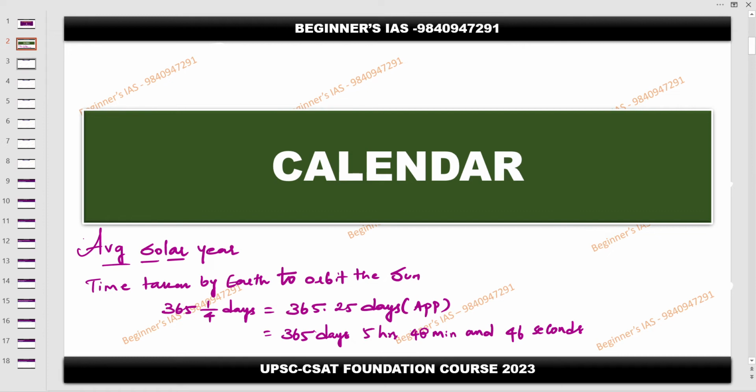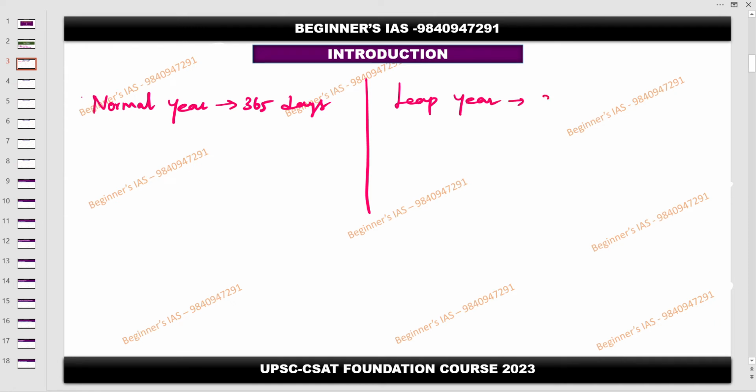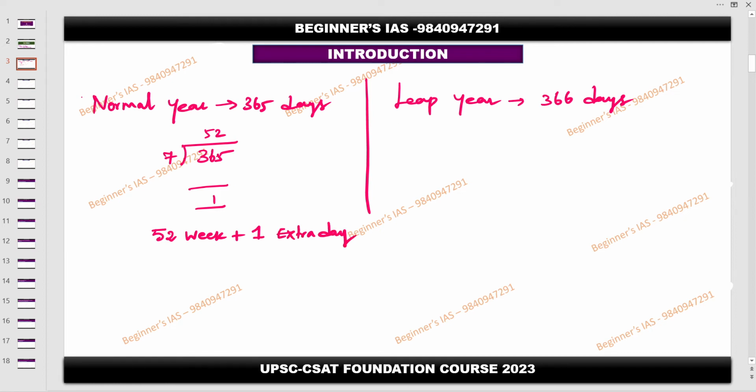From these you are moving to the normal year. A normal year contains 365 days, and a leap year contains 366 days. In a normal year, if you divide 365 by 7 you will get 52 weeks and 1 extra day. So in a normal year you have 52 weeks plus 1 extra day. While solving a problem we call this an odd day.